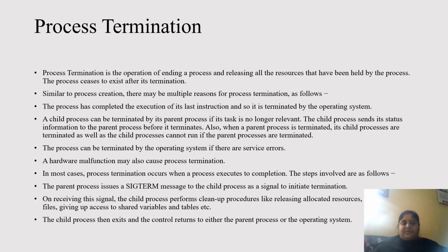The steps involved are as follows. The parent process issues a system message to the child process as a signal to initiate termination. On receiving this signal, the child process performs cleanup procedures like releasing allocated resources and files, giving up access to shared variables and tables, etc. The child process then exits and control returns to either the parent process or the OS. These are the steps for process termination.